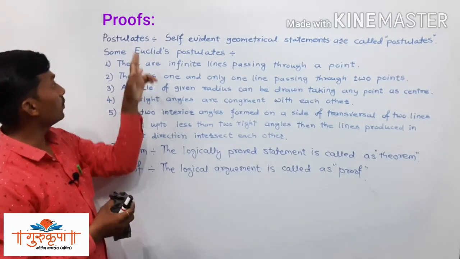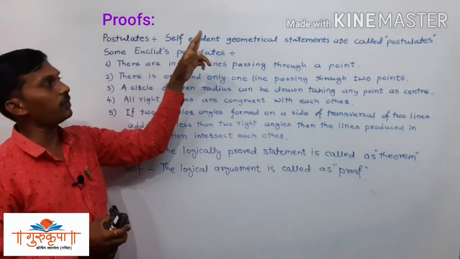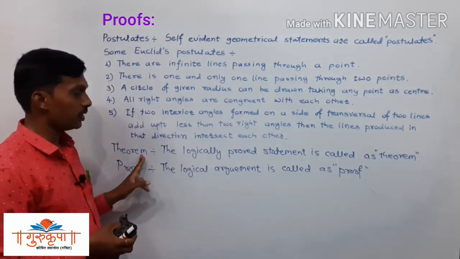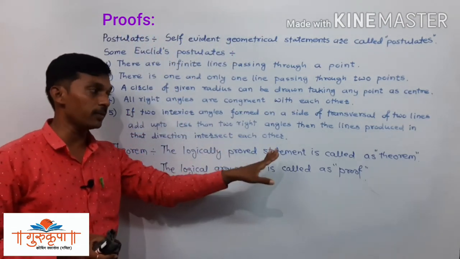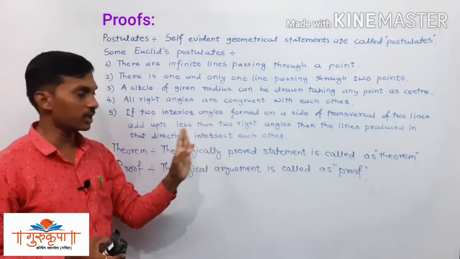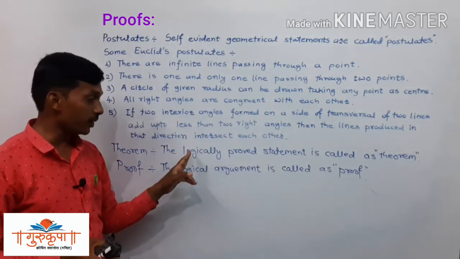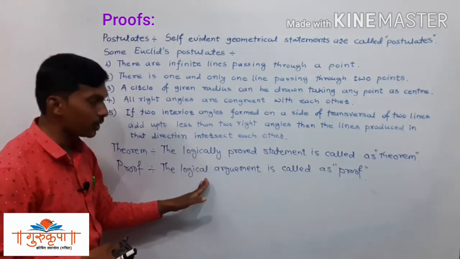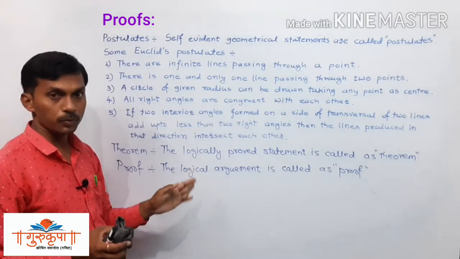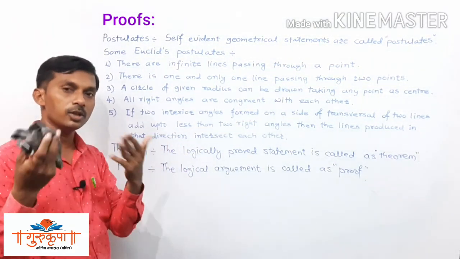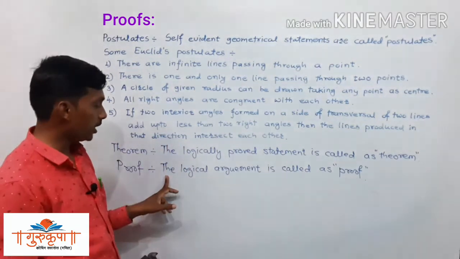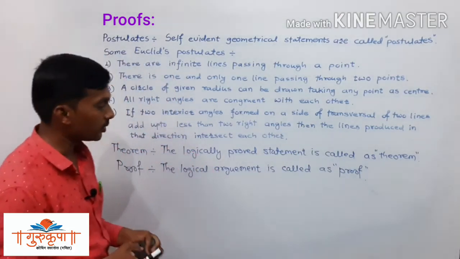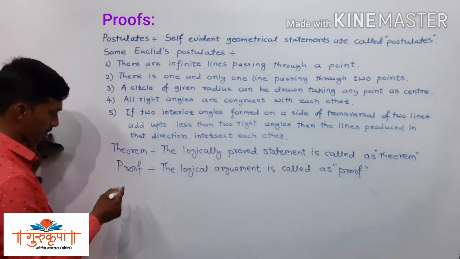It is very important. First, a postulate is a self-evident geometrical statement. Then a theorem is a logically proved statement. Theorem is nothing but the statement which is logically proved. And for proving a statement, if we make a logical argument, then that logical argument is called proof. And here we have two types of proof.